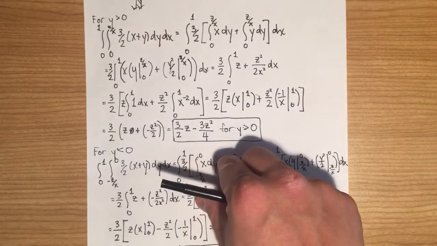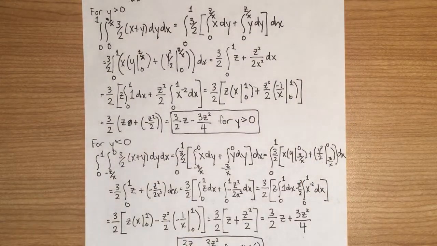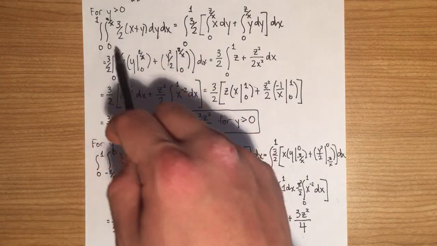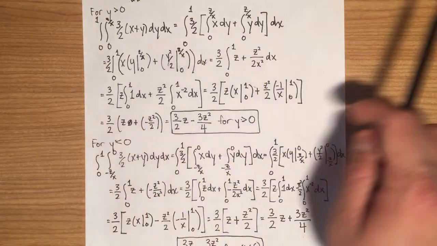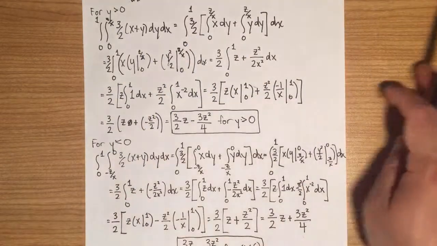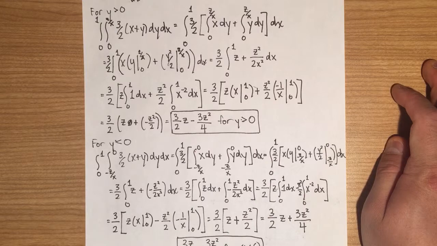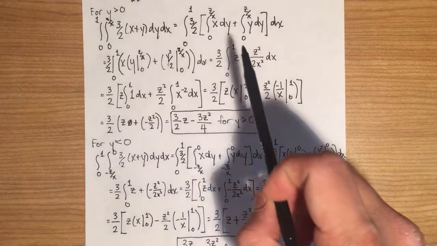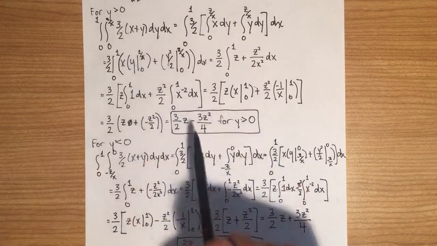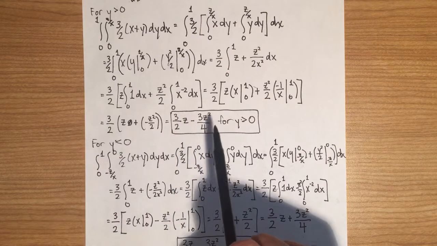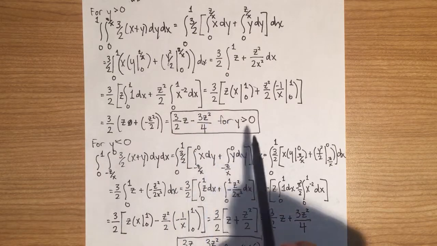So for this first part, for y greater than 0, I did the double integral from 0 to z of x, 3/2 times the quantity x plus y, dy dx. Here's my integration. Take a moment to pause the video if you need to look at it. Eventually I arrive where, for y greater than 0, this equals 3/2 z minus 3/4 z squared.